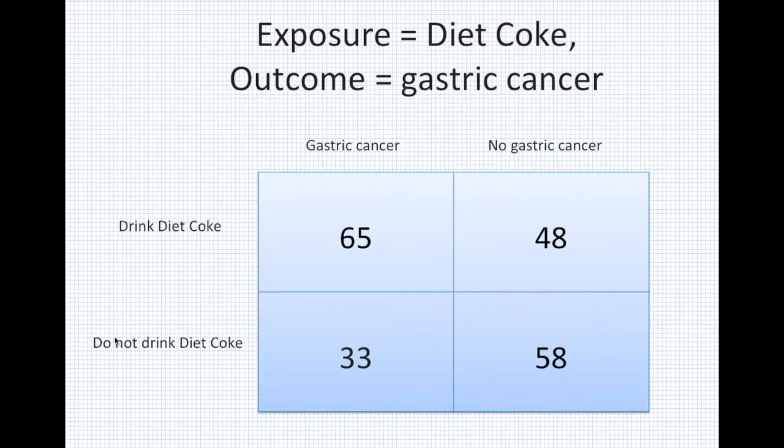This is a standard 2x2 table, so we have the exposure on the y-axis and the outcome on the x-axis. So here we have group A, those who are exposed who develop the outcome, and down here we have group D, those who are not exposed and who do not develop the outcome, and then groups B and C fit in here.